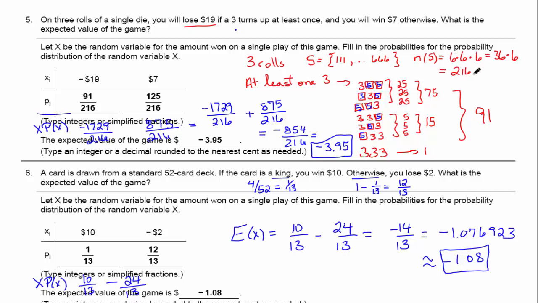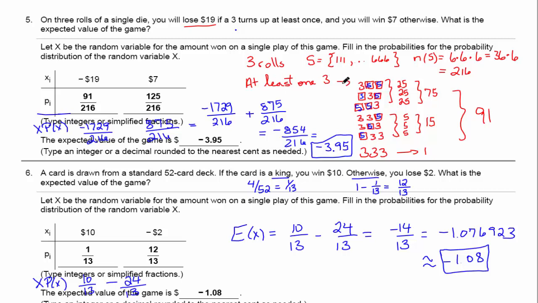So there's 216 possible outcomes. That's a lot. So it could be 111 all the way up to 666. 216 of these if we were going to list them all. Now, so that's why all the probabilities are over 216. Now, how do I get at least 1 3? That's the tricky question here.